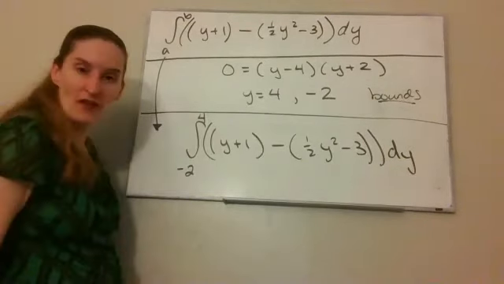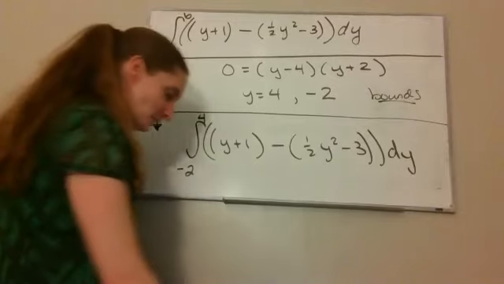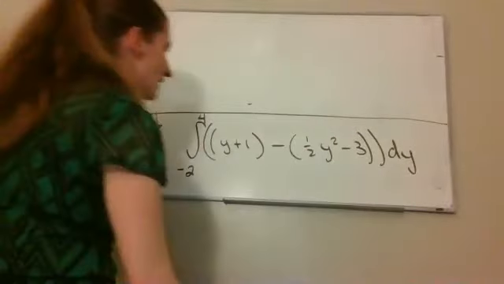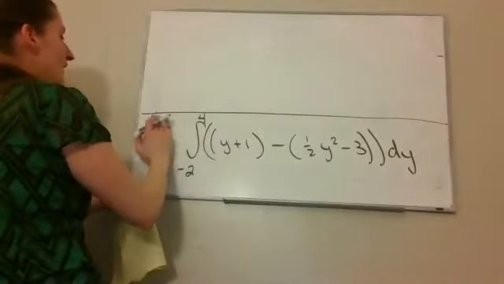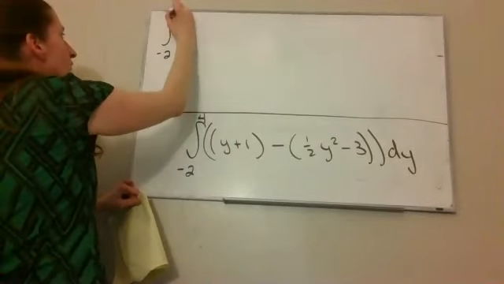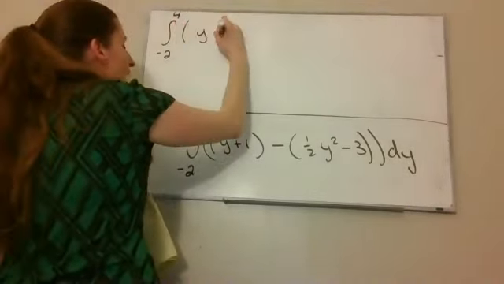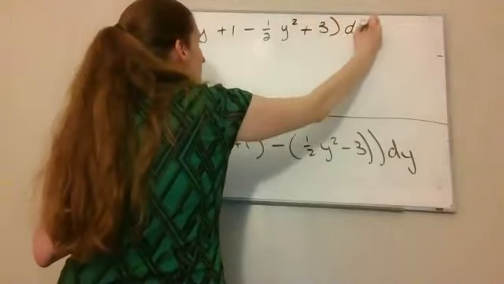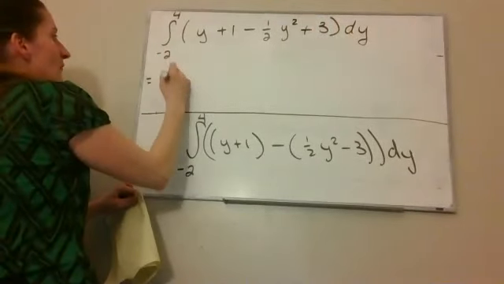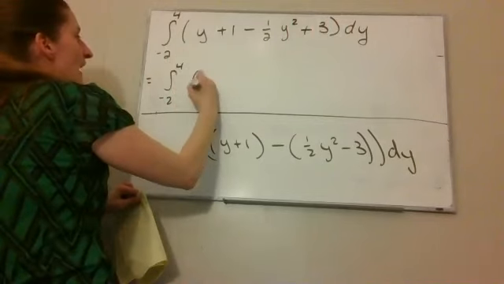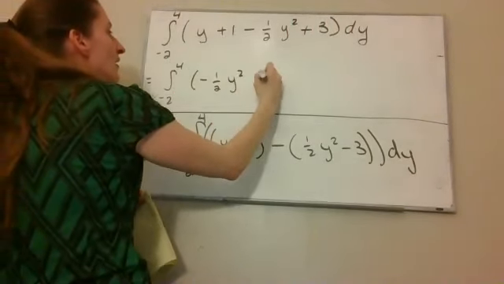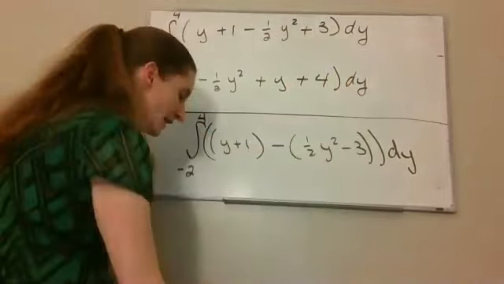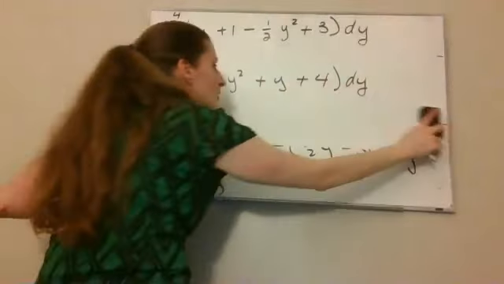So I would simplify within this integral before I integrate. Getting rid of all the parentheses inside, I get an integral from negative 2 to 4 of y plus 1 minus 1/2 y squared plus 3, which if I rearrange inside of the integral, I have a negative 1/2 y squared, a positive y, and a positive 4. And now we're ready to use our power rule.